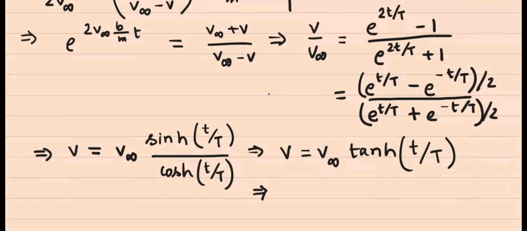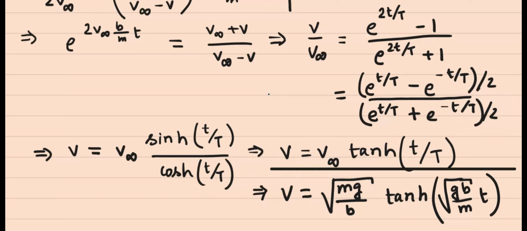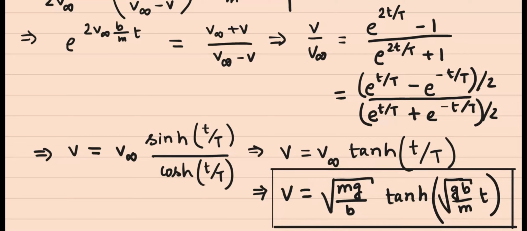So if we substitute all the constants in terms of the original parameters, what do we find? We find v equals square root mg divided by b, and then tan hyperbolic, and then we have square root of gb divided by m times t. And this, ladies and gentlemen, is our result. Let me box it up here. So this actually expresses v as a function of t, which is also subjected to the initial condition that we have emphasized at the beginning.